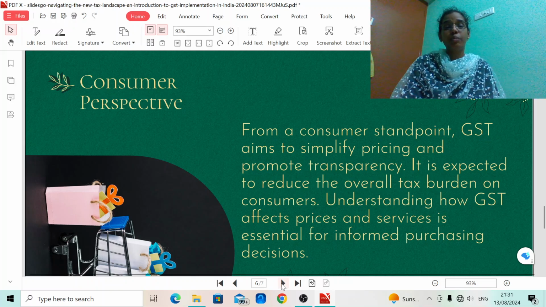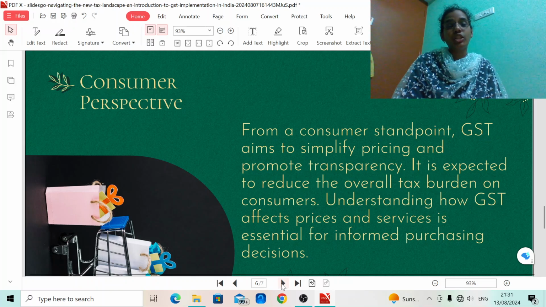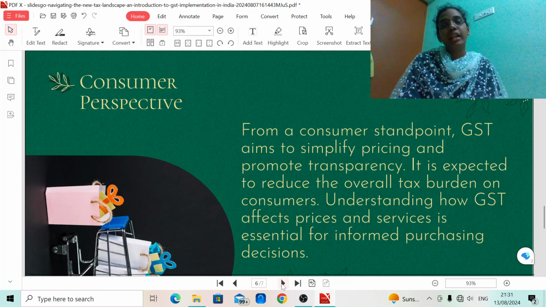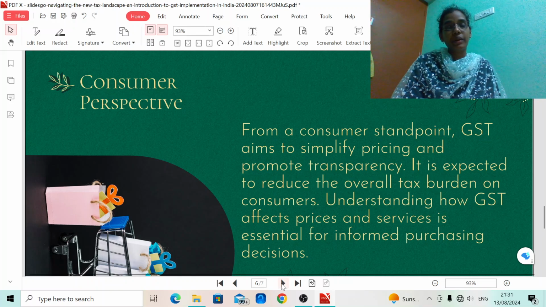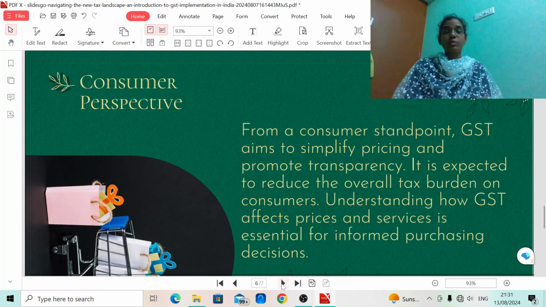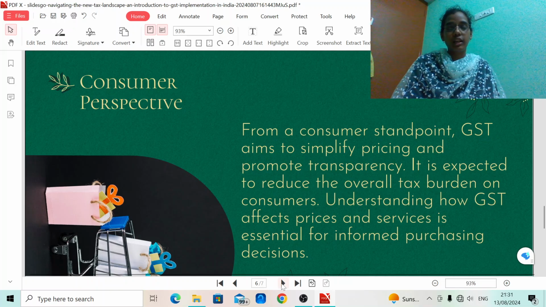Next, from the consumer point of view, the GST has made things very clear and transparent so that he could understand how GST is being collected. He could look at the bill in which it is all deliberately shown how much GST is charged. So from the customer point of view, GST aims to simplify pricing and promote transparency. Transparency is the main thing that a consumer enjoys with GST, and it is expected to reduce the overall tax burden on the consumer.